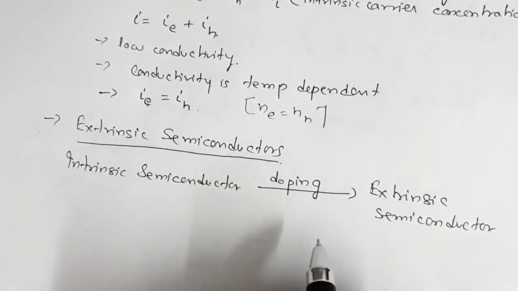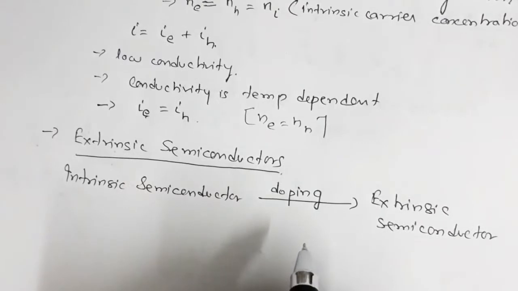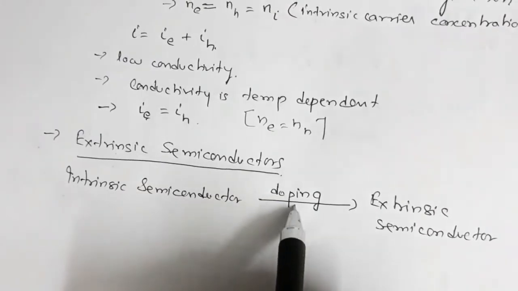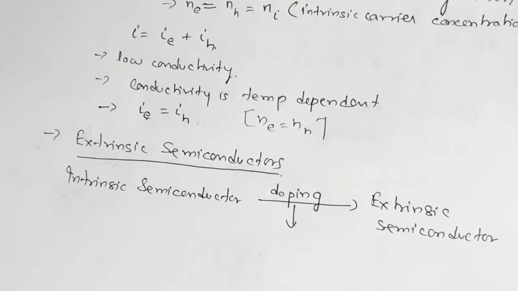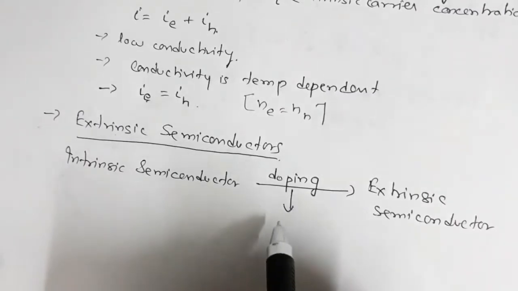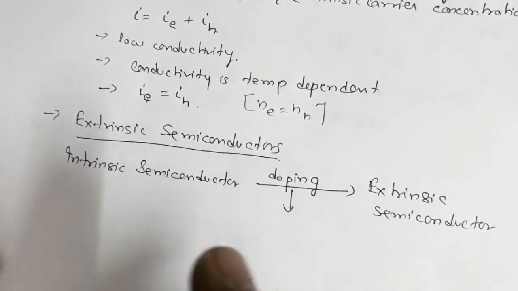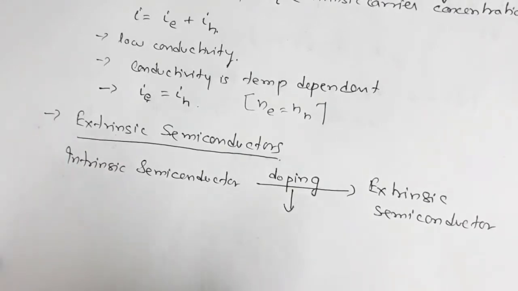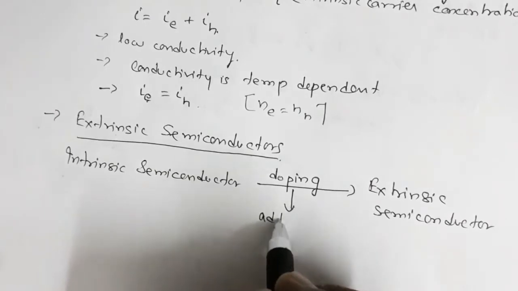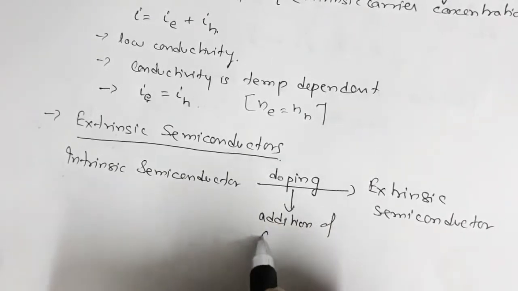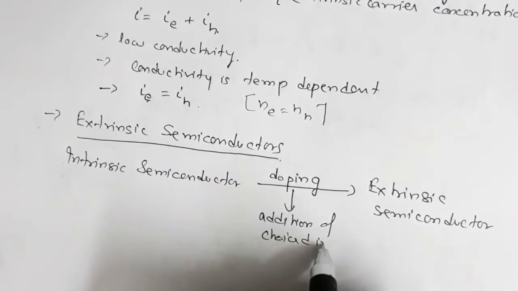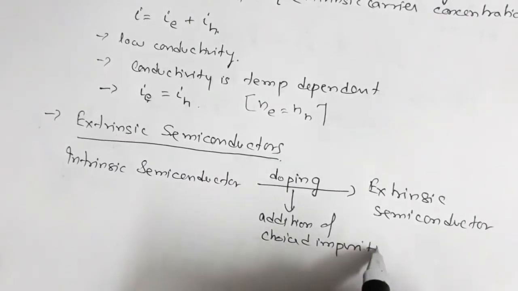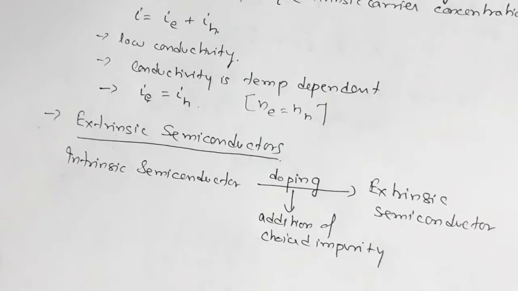Now what is doping? Doping is the process of addition of impurities. Okay, but it is not that just like that you can add some impurities. You have to add choiced impurities, which means if you want to improve a particular quality, you will be adding an impurity of a certain type. So, addition of choiced impurity, that too in a measured quantity.